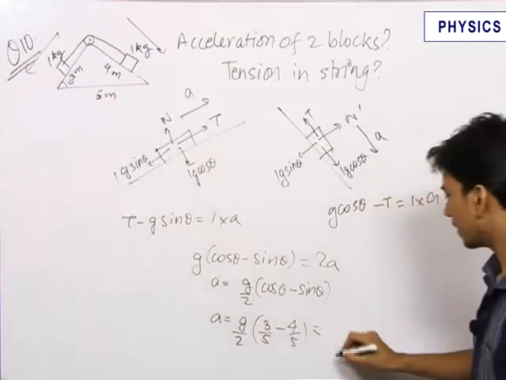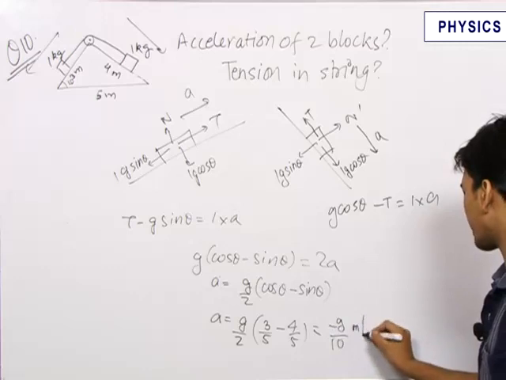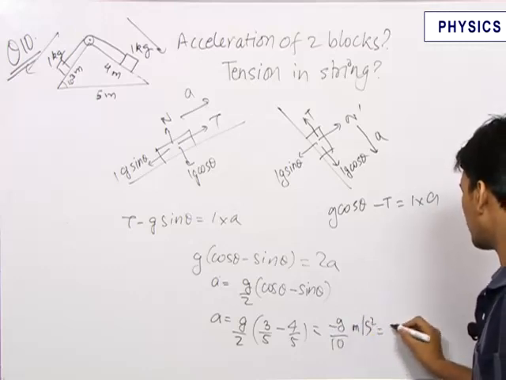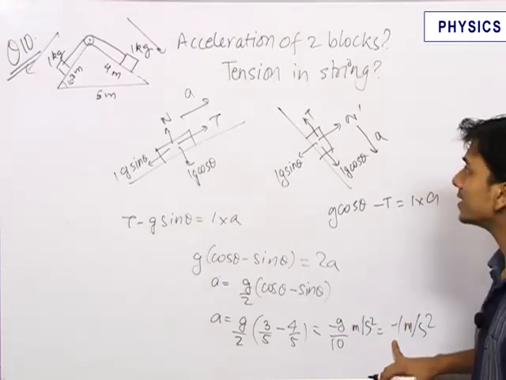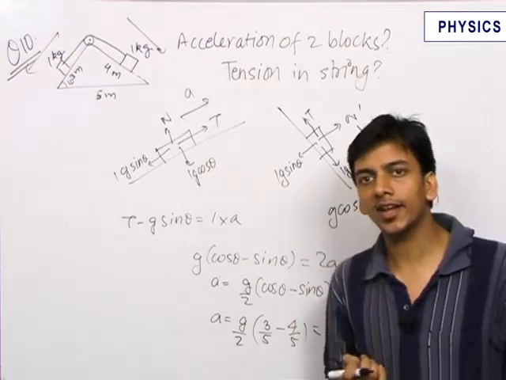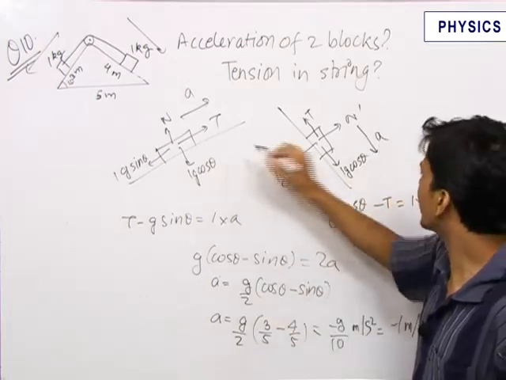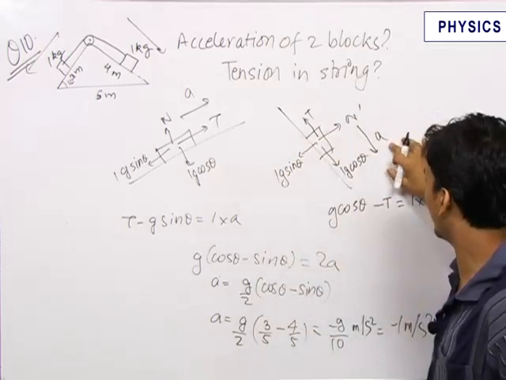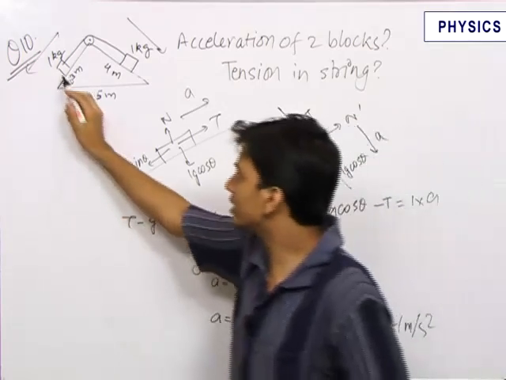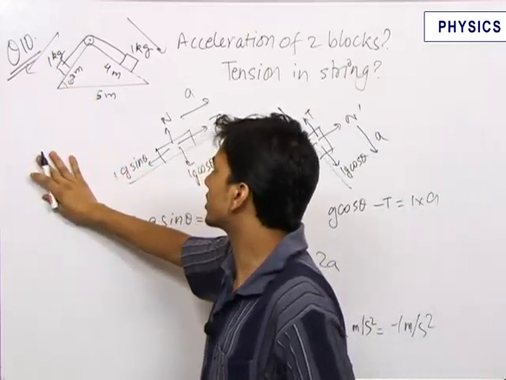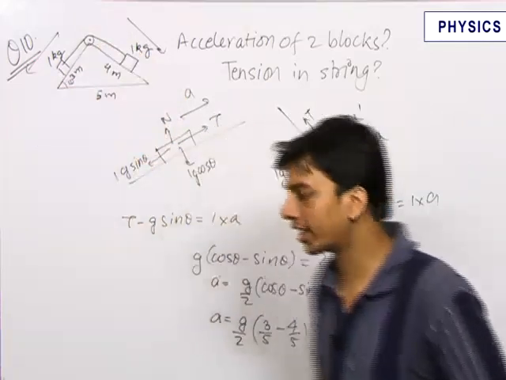This gives us acceleration equal to minus g upon 10 meters per second square. That is equal to minus 1 meters per second square. So the negative sign tells us that the acceleration is actually in a direction opposite to that in which we had assumed it to be. We had assumed acceleration to be in this direction a, and it comes out to be minus 1. That means actually this block is going down with acceleration 1 meters per second square, and this block is going upwards with acceleration 1 meters per second square.